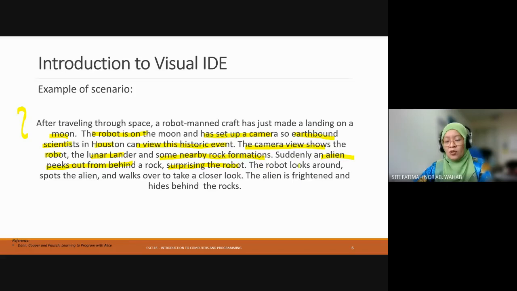The robot looks around, so dia kena tengok ke alien tu. It spots the alien and walks over to take a closer look. The alien is frightened and hides behind the rocks. Okay, this is the scenario. So how do you explain this in a storyboard?